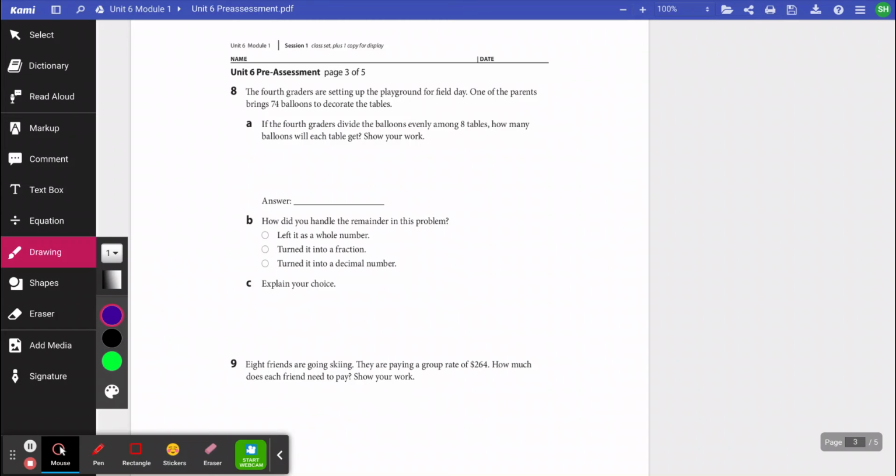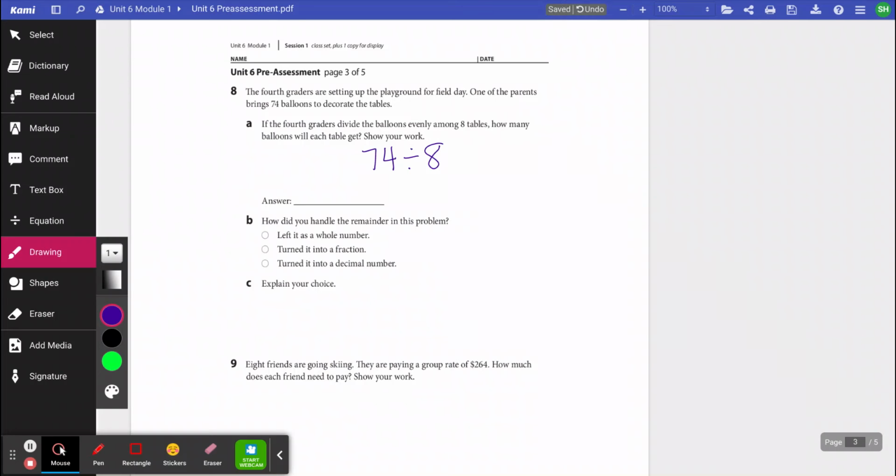So, number 8, the 4th graders are setting up the playground for field day. One of the parents brings 74 balloons to decorate the tables. If the 4th graders divide the balloons evenly among 8 tables, how many balloons will each table get? Show your work. So, this problem is 74 divided by 8.